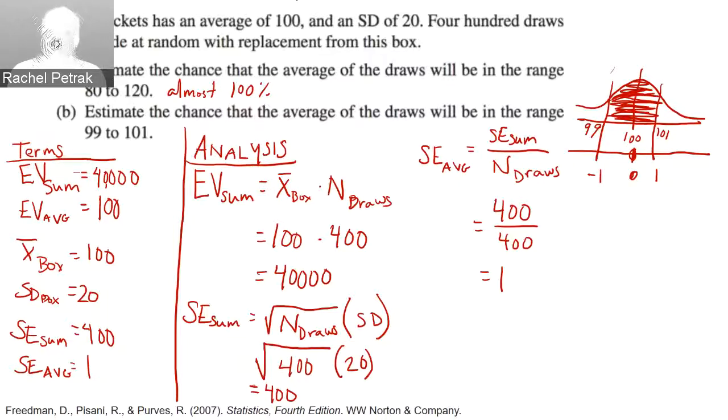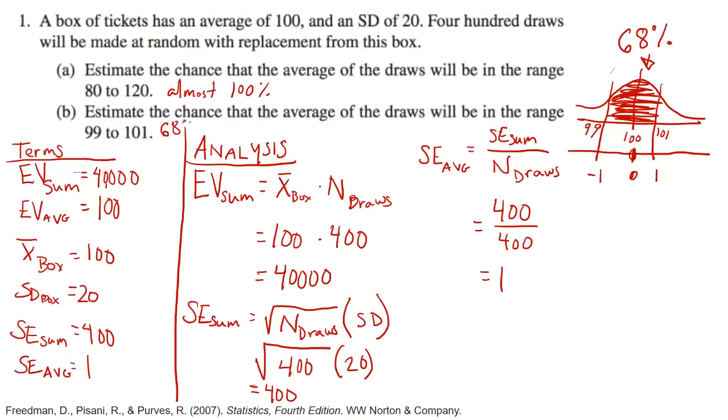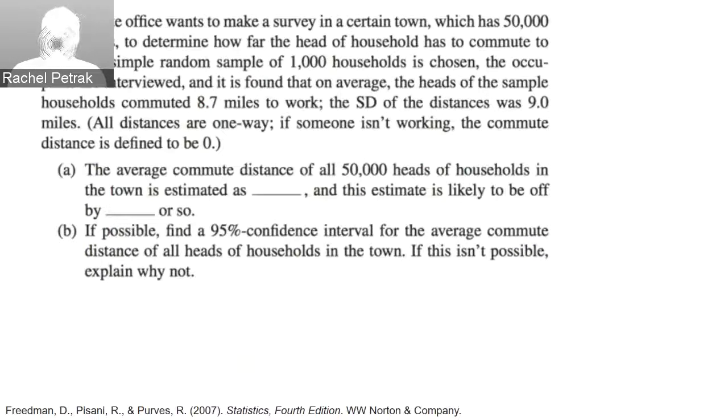Yeah, it's 68%. Exactly. Thank you. Woohoo! 68% here. It's always 68% estimated within plus or minus 1 standard error. So there's a 68% chance that the average of the draws will be within plus or minus 1 standard error, or 99 to 101. Very good. Now let's look at item 3.